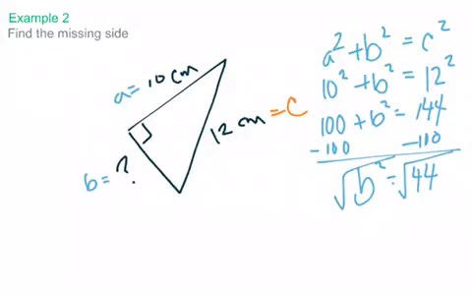Again, of course, we're going to need to write plus or minus. We're looking at distances, so the negative one does not make sense in this case, but we'll write it for good practice. The square root of 44 can be simplified to the square root of 4 and the square root of 11. The square root of 4 is 2, so therefore b is equal to plus or minus 2 square root 11.